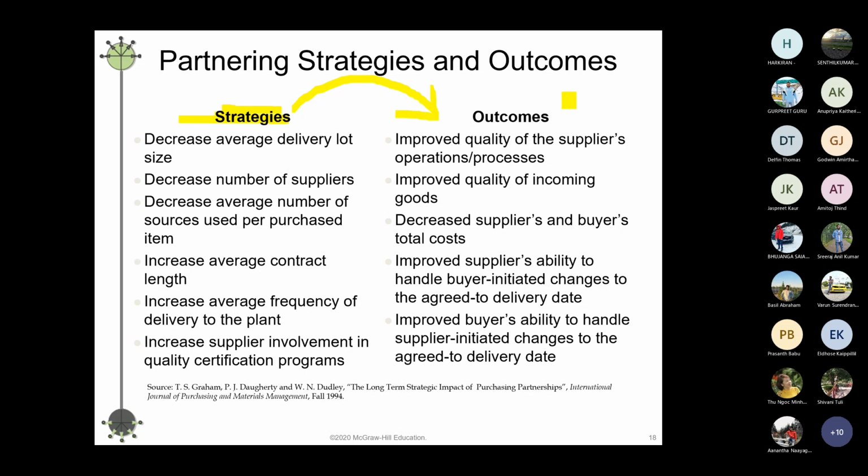Okay, this slide is absolutely important, so please make sure that you know what the nice strategies are. In the final exam, I might say, okay, which of these strategies are useful for establishing a good relationship with your partners or with your suppliers? So instead of decreasing average delivery lot size, I may say increasing. And if you don't understand that, you may select that. So be careful that you totally understand what I mean. I have brought some examples as well. Make sure that you watch the videos.